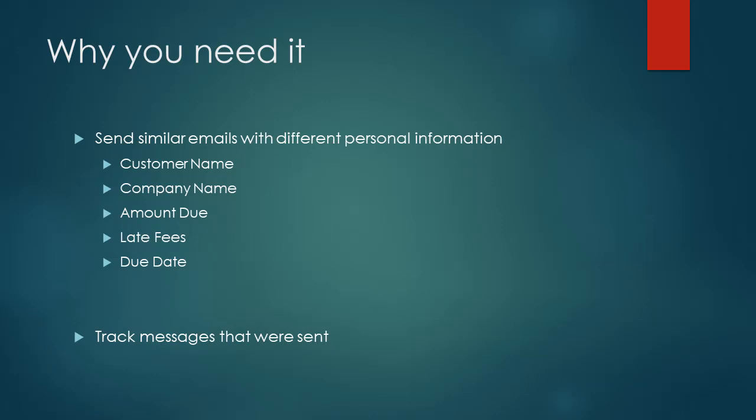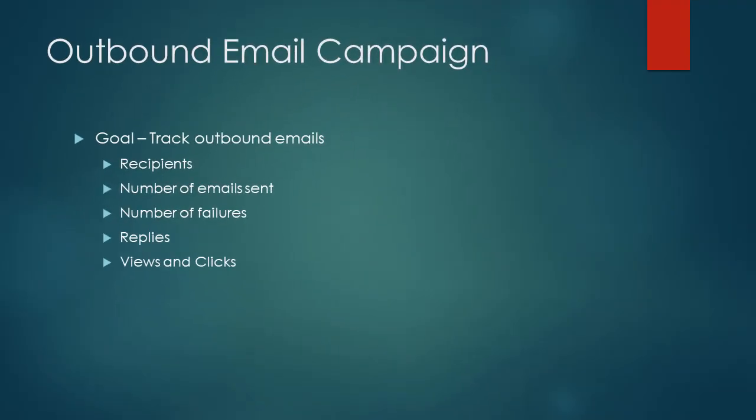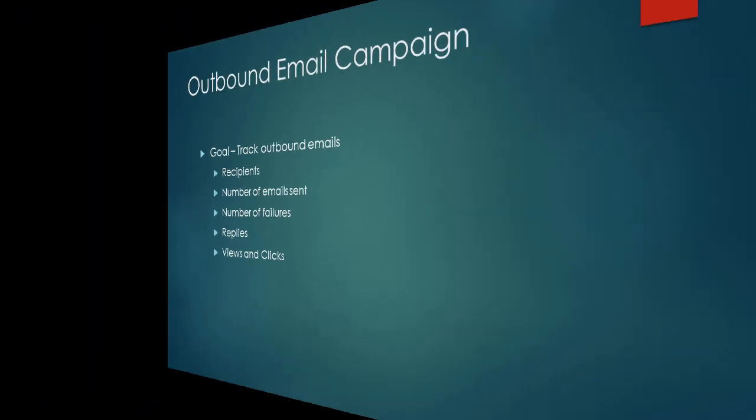So in the next few minutes, I'm going to demonstrate how to use two plugins in Xeams that can accomplish this goal. The first plugin is called Outbound Email Campaign. An email campaign is a collection of emails that needs to be tracked. For example, it can answer the following questions. Who were the recipients, the number of messages that failed to be delivered because their address was incorrect, and the number of recipients who replied to your message, as well as the number of users who viewed and or clicked a link inside of the message.